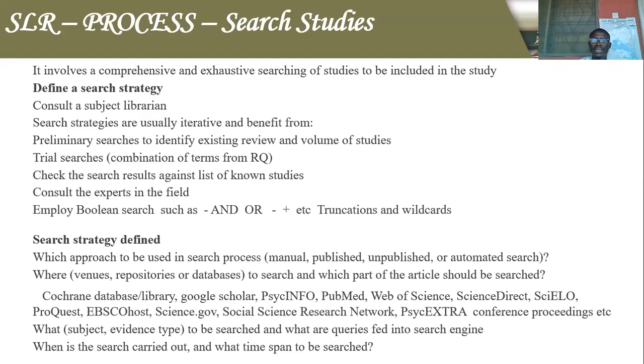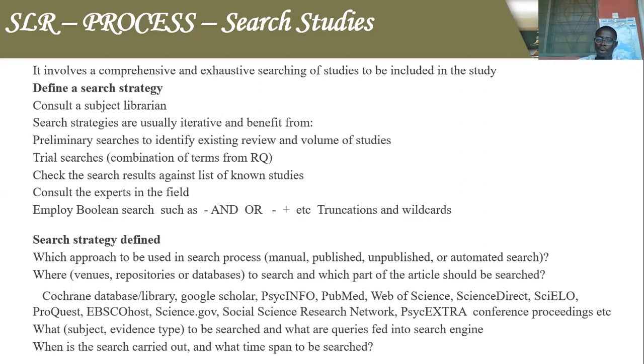Then we move on to the next stage. The next stage, we are looking at search strategy. You are now going to search for your literature because now you have your criteria of inclusion and criteria of exclusion. What are you going to include and what are you going to exclude? Okay, after that one, what happens? We say that the search strategy or the search process involves a comprehensive and exhaustive searching of studies to be included in your study. Here, people may consult subject librarians. I quite remember I was doing something on this literature. I consulted the librarian that I wanted literature concerning this area. So they would download literature concerning that area and send it to me. Then I still look through them and decide which one to include and to exclude.